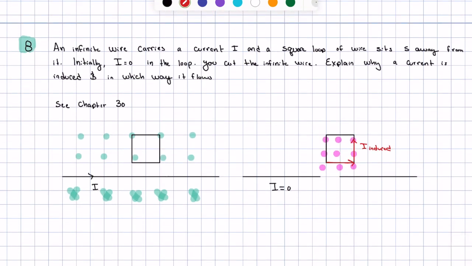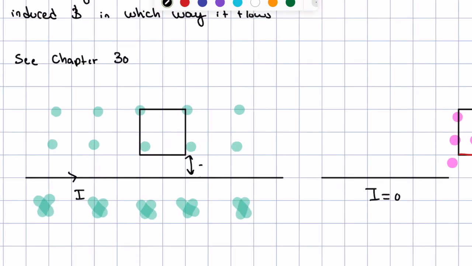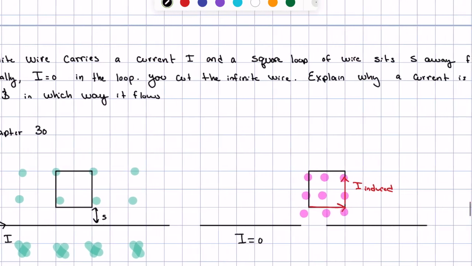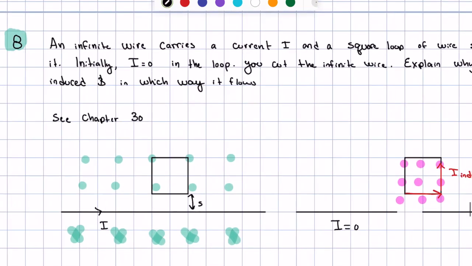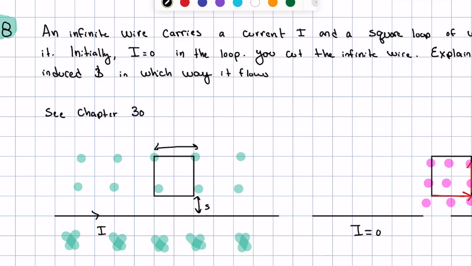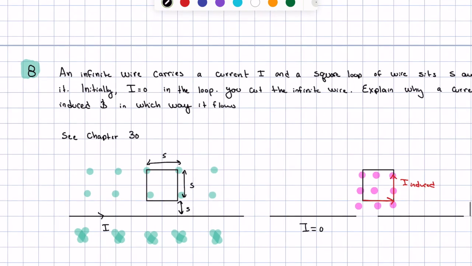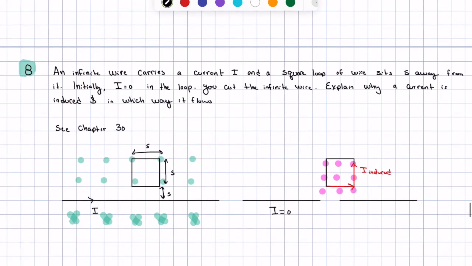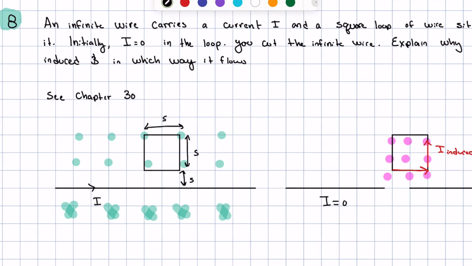Problem 8 says you have an infinite wire carrying a current I and a square loop of wire sitting S away from it. So if we draw that out, this here is S, and it has a square loop. I don't know if it says it, but this here is also S, and this is S. So everything is S. Initially, the current is equal to 0 in the loop. You cut the infinite wire. Explain why a current is induced and in which way it flows. This is in chapter 30, so it deals with Faraday and Lenz's law.